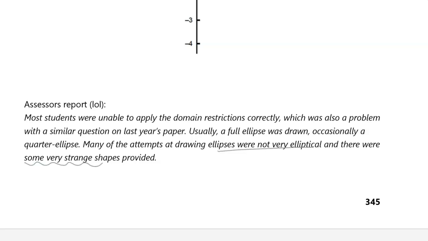I love the shade that's thrown in this. There were some very strange shapes provided. That makes me laugh.